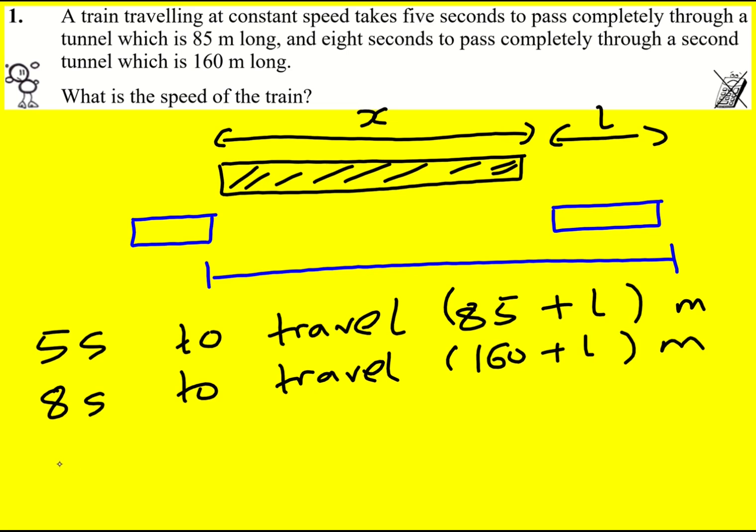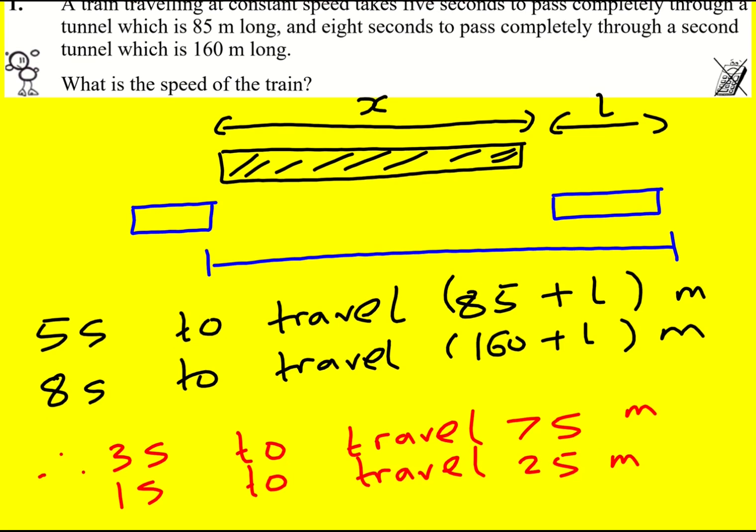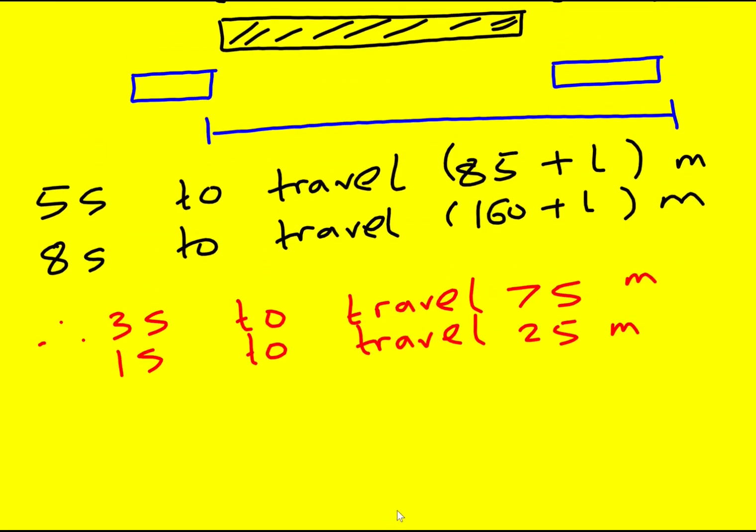So there's a quick way of doing this question. Therefore, it's going to take an extra 3 seconds, the difference between these, to travel the difference between these, which is just going to be 75. And therefore 1 second to travel 25 meters. And that means we are traveling at 25 meters per second.